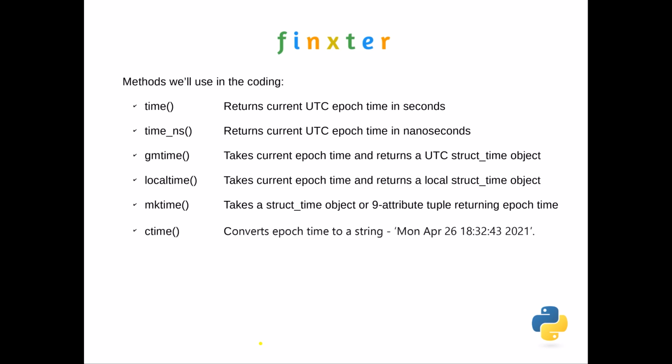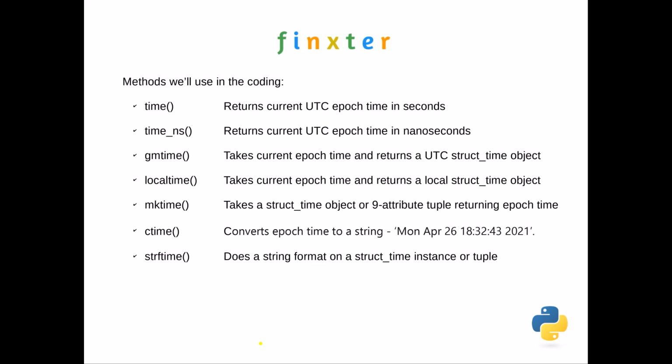ctime, that takes epoch time and it converts it to a string, and it's a nice readable string, and you can see the format there. So it will return it with the 3 alpha day, the month, the decimal day, and obviously hours, minutes, seconds, and then the year. So it's a nice convenient way of getting a readable time from epoch time.